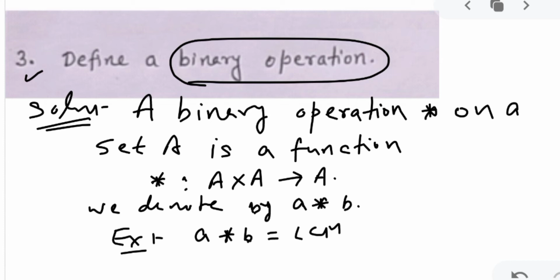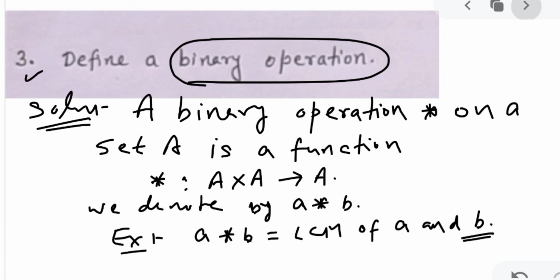Any example you can give, LCM of A and B. So our answer is done. We have to write this much: a binary operation, a star on a set A, is a function, a star from A cross A to A, defined by A star B, and you can give one example covered in the previous question. So you will write the definition in the exam, correct?